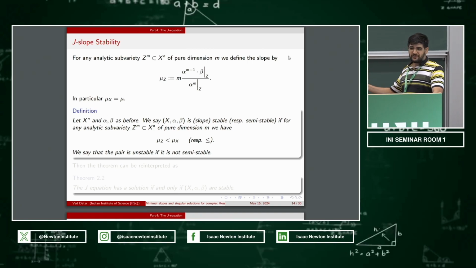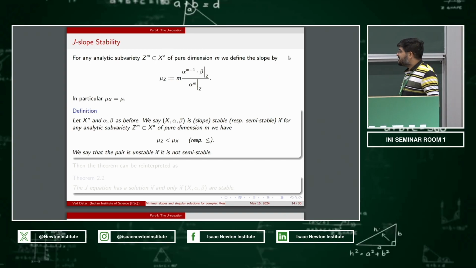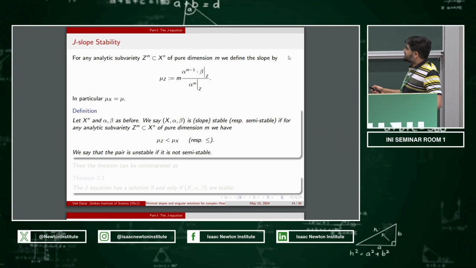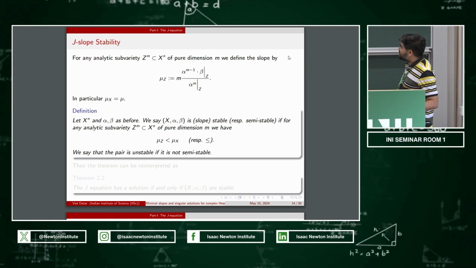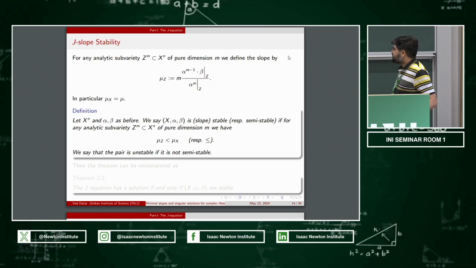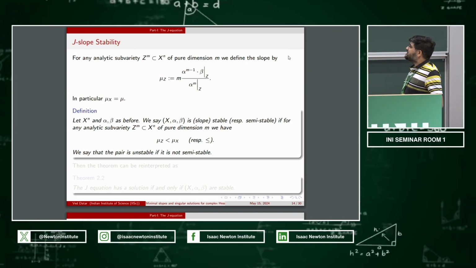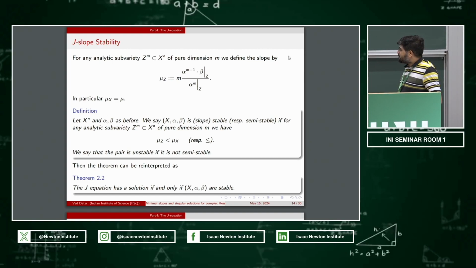So actually for the J equation, there are various notions of stability, and they're not always necessarily equivalent. But in my case, stability will basically mean the slope stability, which just means that for any analytic subvariety Z, the slope of Z has to be smaller than the global slope. And of course, we say that it's semi-stable if you allow equality, and then unstable if it's not semi-stable. So then the theorem can be reinterpreted as saying that the J equation has a solution if and only if this triple is stable, right?